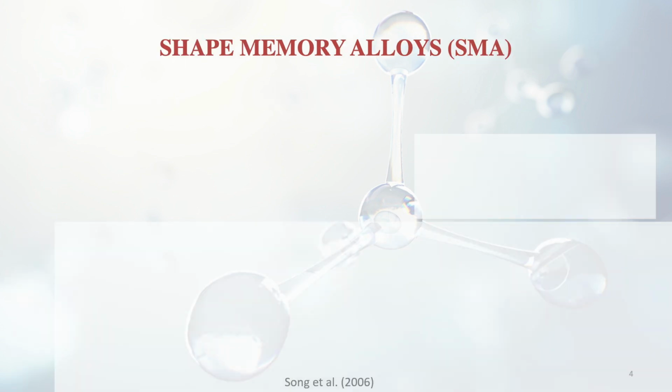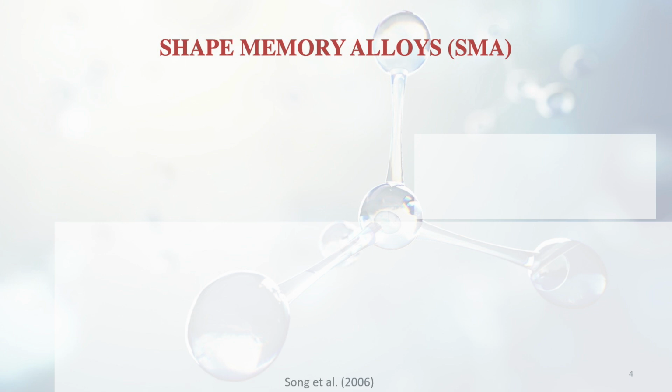Now let's come to shape memory alloys. Shape memory alloys are very special alloys. One of the examples is nitinol. The property of these alloys is that they can be deformed at room temperature, but then they return to the pre-deformed memorized shape when heated above a particular temperature called the transition temperature. Now why does this phenomenon happen? This phenomenon happens because of a phase change from martensite to austenite.